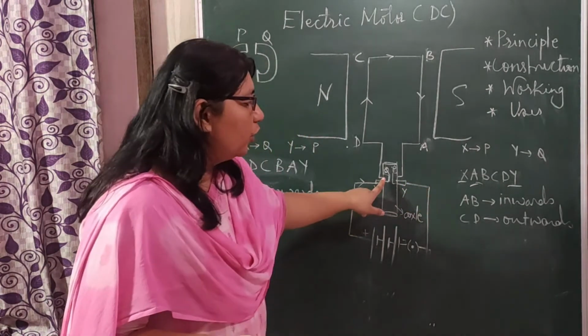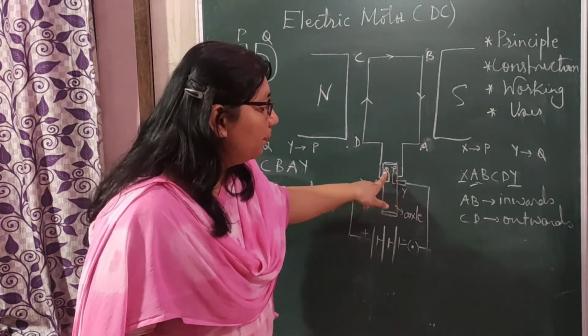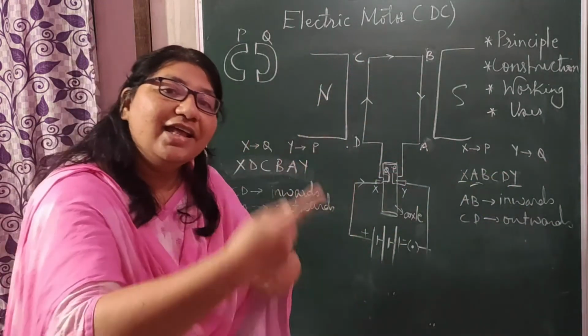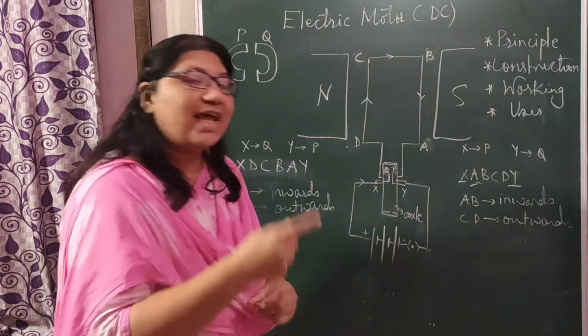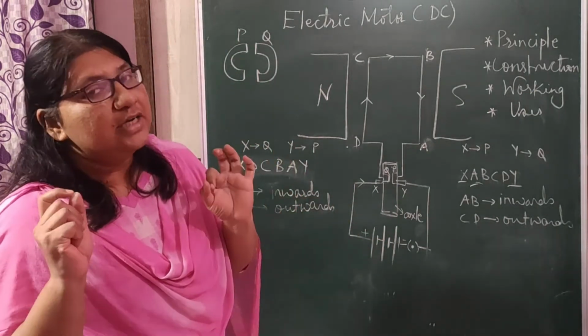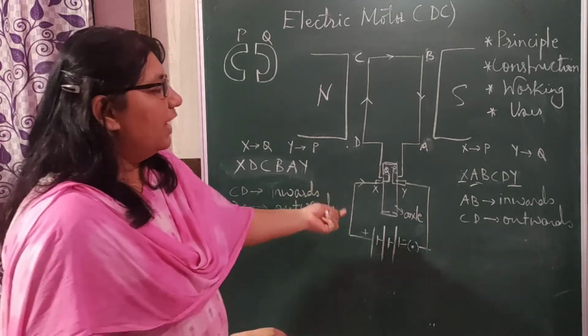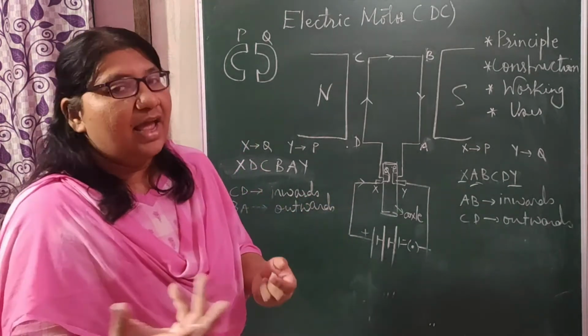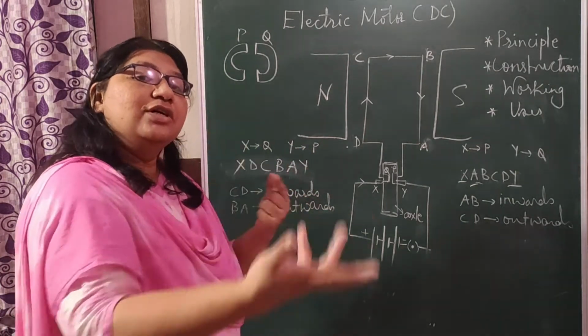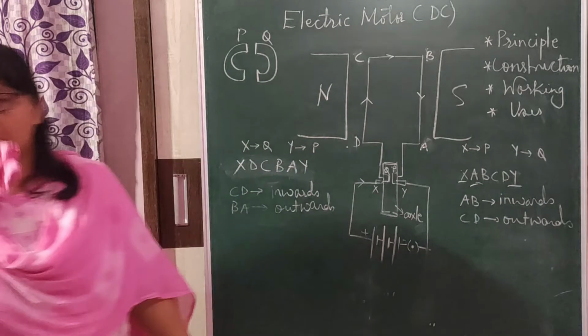Again it will complete one rotation and will reach back to the same position where X would be connected to P, and then A, B, C, D, Y. Again the same rotation, and ultimately this axle is going to rotate in one particular direction, and then we will get our result, and the result is ultimately to convert electrical energy to mechanical energy.